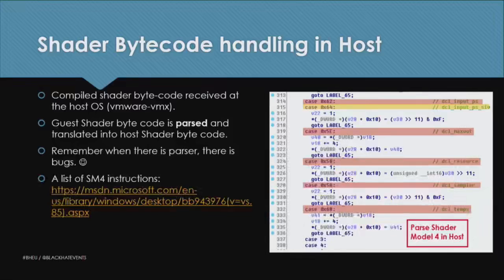So what we have seen so far is that we have received the raw shader bytecode in the host operating system. Now, as we have already said, the shader needs to be translated, and the host process has to make it compatible with the host GPU. So for that, there is a lot of translation and parsing going on. And you have to remember that when we are parsing some untrusted data, there can be some serious issues.